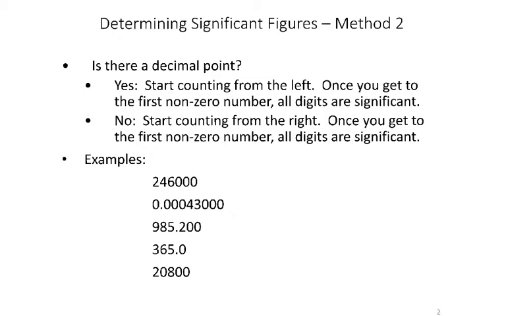All right, and then the last example, I see that this is a sandwiched zero, so by method 1, I know that that zero is significant. These are trailing zeros. They did not write the decimal point explicitly, so the trailing zeros are not significant, so this number has 3 significant figures. Or, second method, is there a decimal point? No, so I start counting from the right, so not significant, not significant. The 8 is, so the 8 and everything after is significant, so this has 1, 2, 3 significant figures.